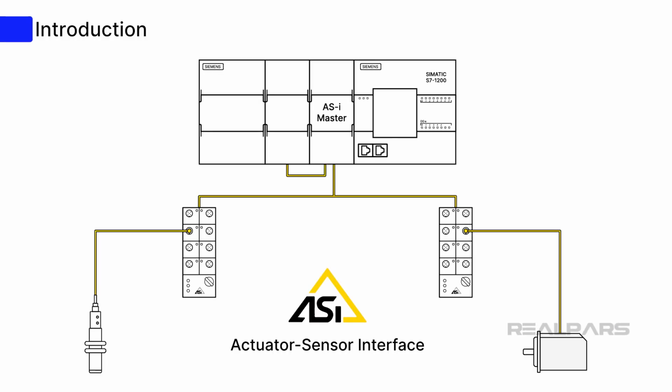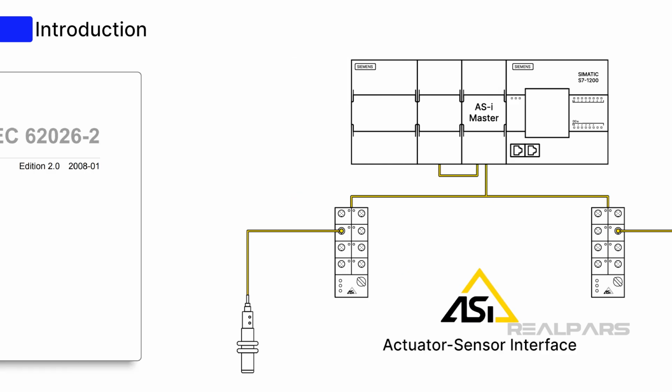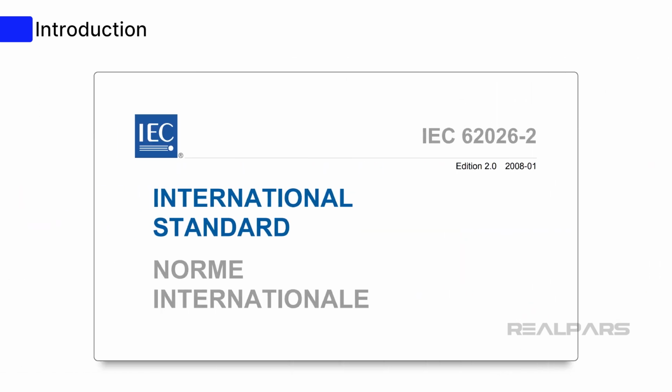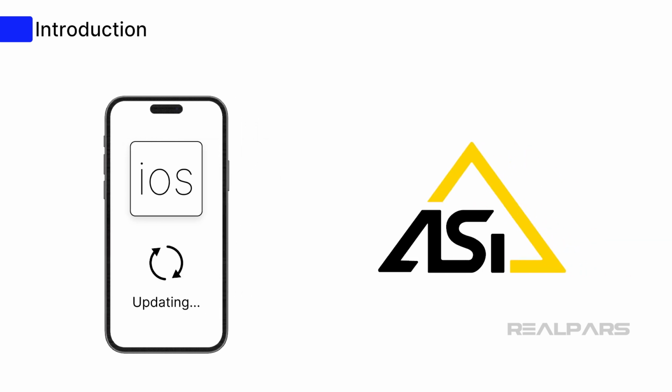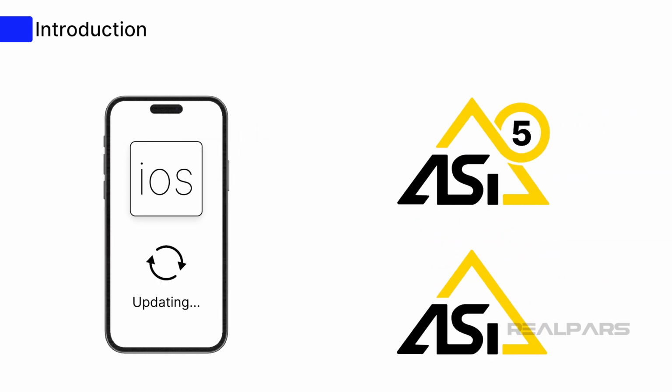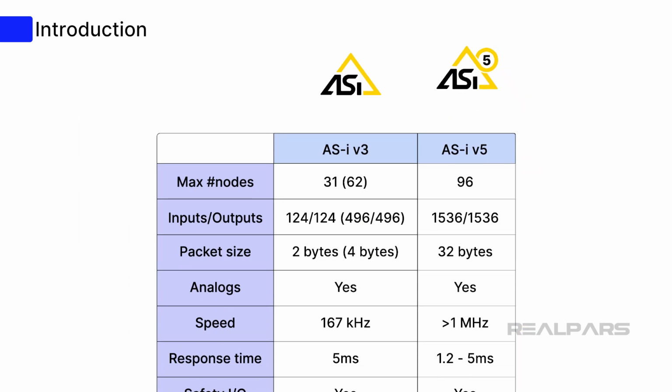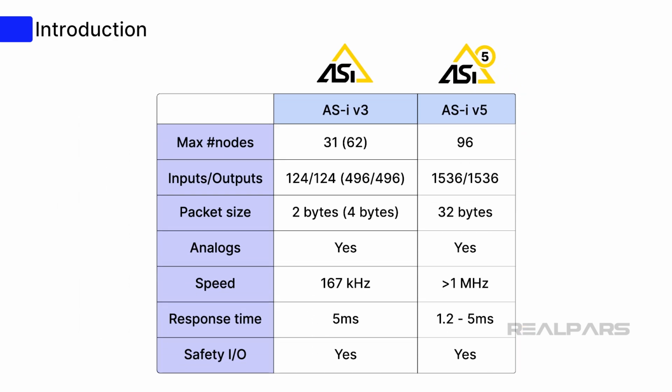Actuator-Sensor Interface, commonly known as ASi-Bus, is a standard device-level protocol used in industrial automation to connect actuators and sensors. Hence the name Actuator-Sensor Interface. ASi-Bus is defined by the standard IEC 62026-2. But just like we use different versions of our smartphone operating systems over time, ASi-Bus has also evolved, and various versions of the protocol are in use. As an automation engineer, you need to understand the properties of the different versions that are available.